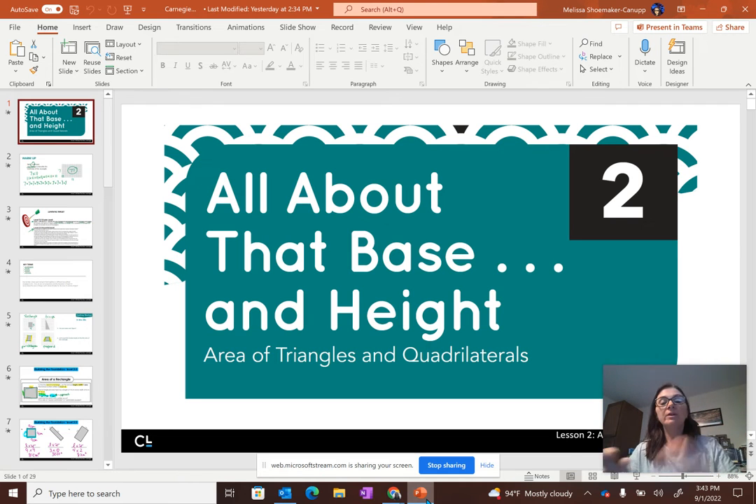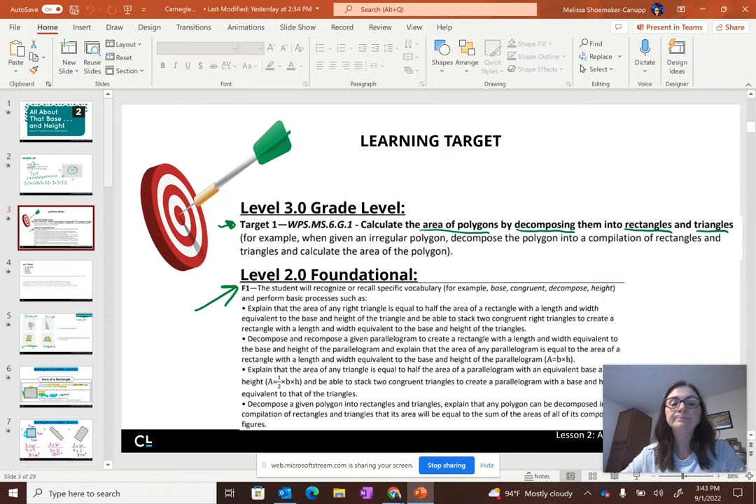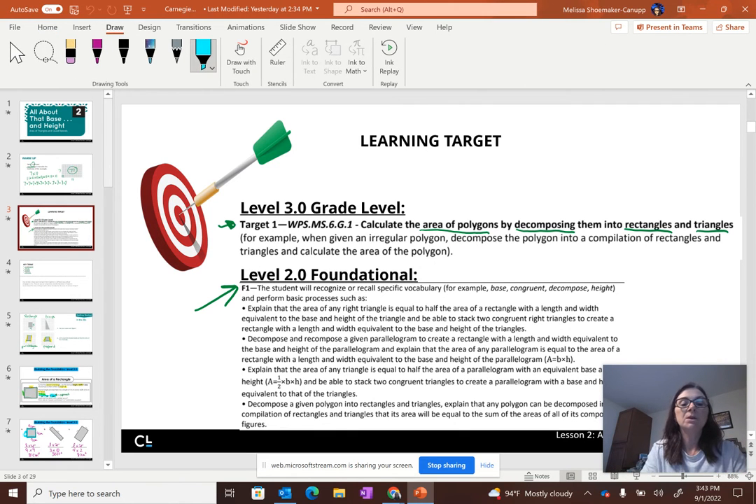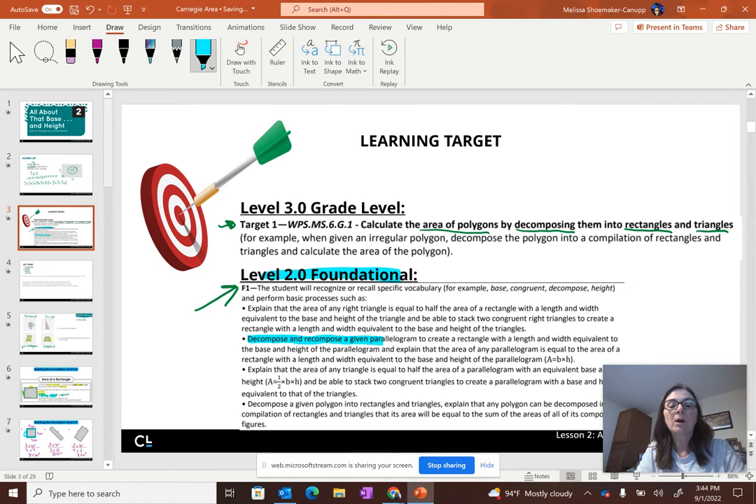Okay, so we're going to be moving on to stage 2 in our area journey. It's got the same front on it, all about the base and height. If you remember, the last video talked about where we're heading. So we're really working on the foundational skills right now. Down here in the foundational, we are decomposing and then recomposing. We are working with different shapes like rectangles.